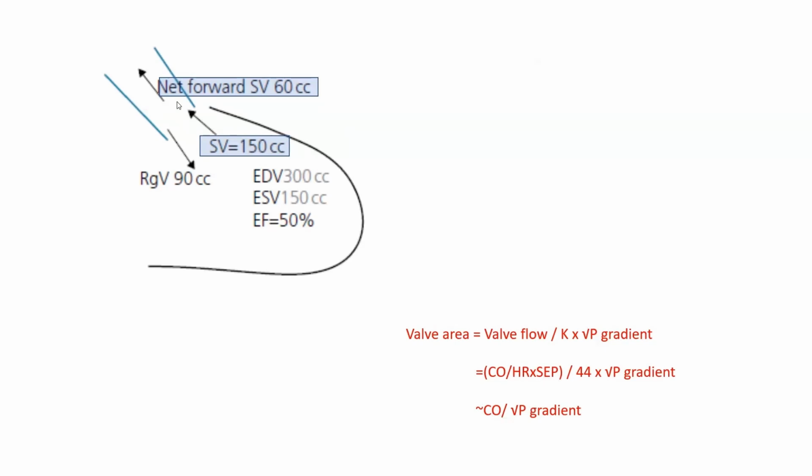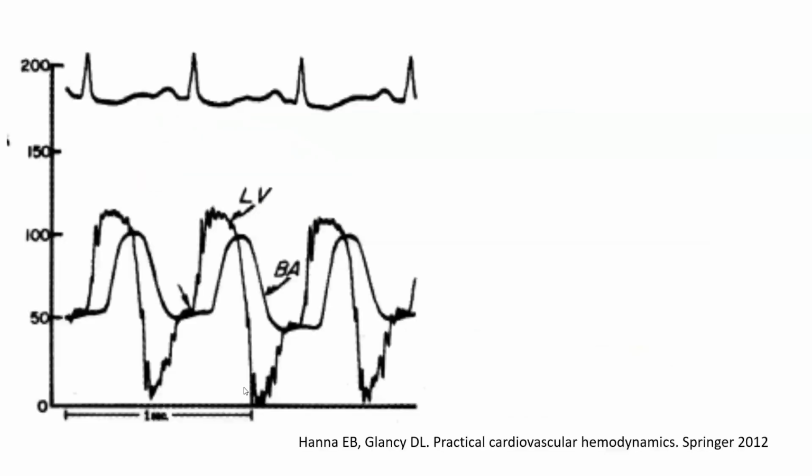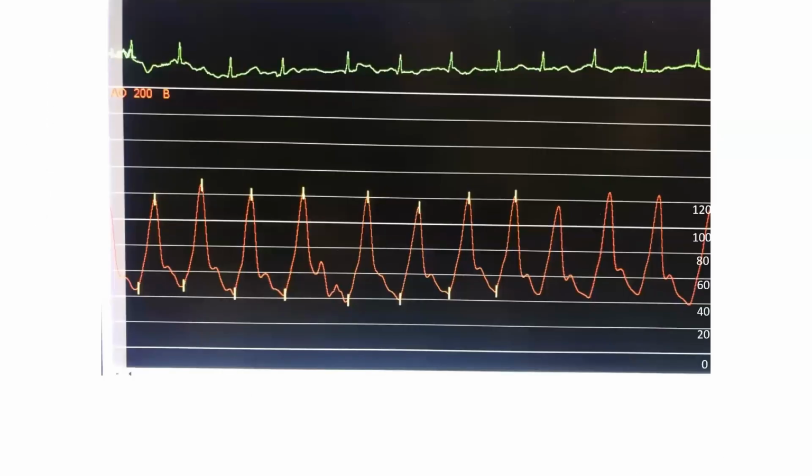So in AI, the LV pumps 150 milliliters, 90 milliliters or more than half of it will come back if it is severe AI. Okay? So whatever cardiac output you're getting by thermodilution, the flow across the aortic valve is actually more than double of what is reaching the systemic circulation. What I'm trying to say is, in AI, your AS gradient will rise because you're having a massive flow across the aortic valve. Therefore, all the features of AS will be exaggerated.